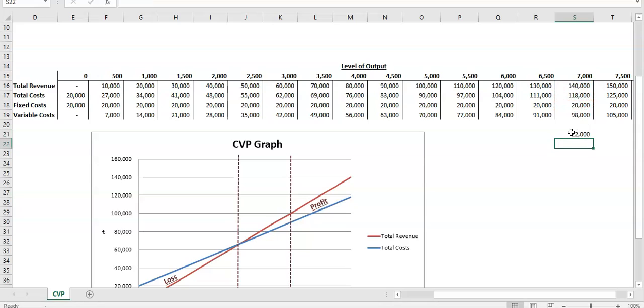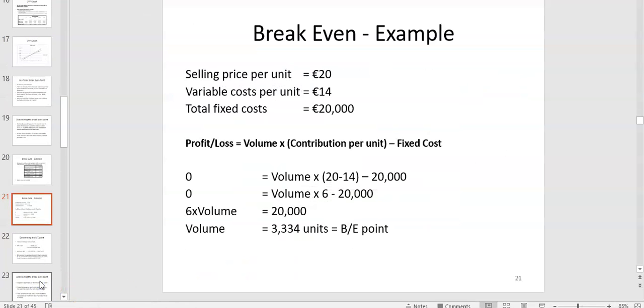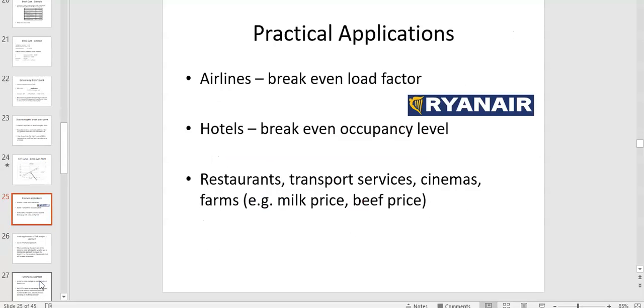So you can do a shorthand method if you want, using your knowledge of contribution per unit and the way the profitability calculations work. Either approach is fine as long as you're getting the right answer.